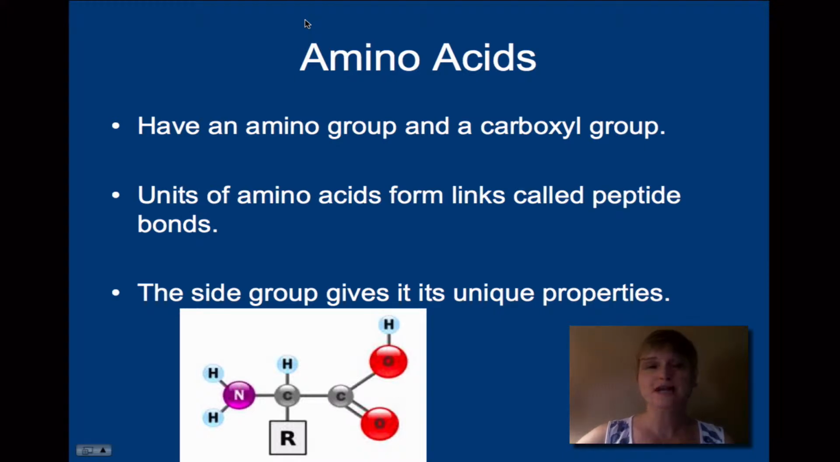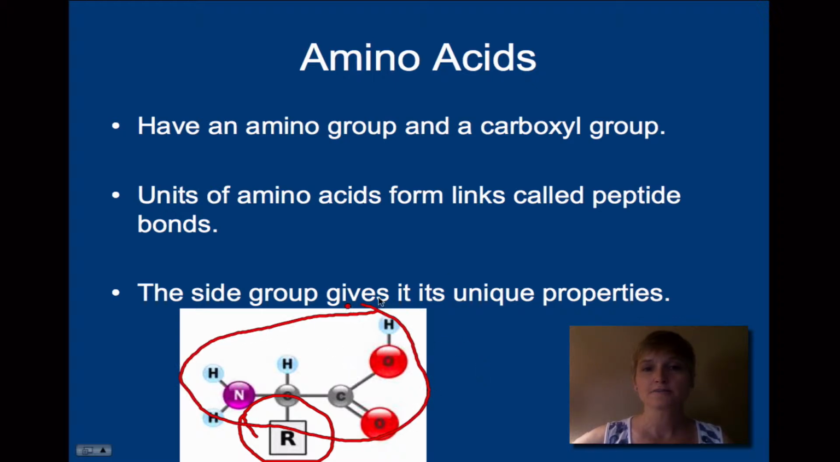So let's talk about amino acids, because amino acids are what makes up the proteins. So amino acids, they all have this amino group and a carboxyl group. So what that means is that the units of amino acids form these links called peptide bonds, and then the side group, so what you see here, this R is the side group, and that's what gives the amino acid its unique properties. We'll always see this basic structure in an amino acid, but the side group here will be different, and that's what makes it unique.